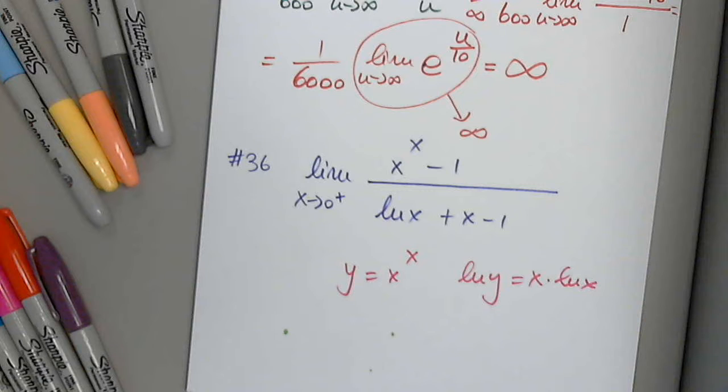Let's see what we have in the denominator. Natural log of x as x approaches 0 from the right is negative infinity. So the top is 0 and the bottom is negative infinity.